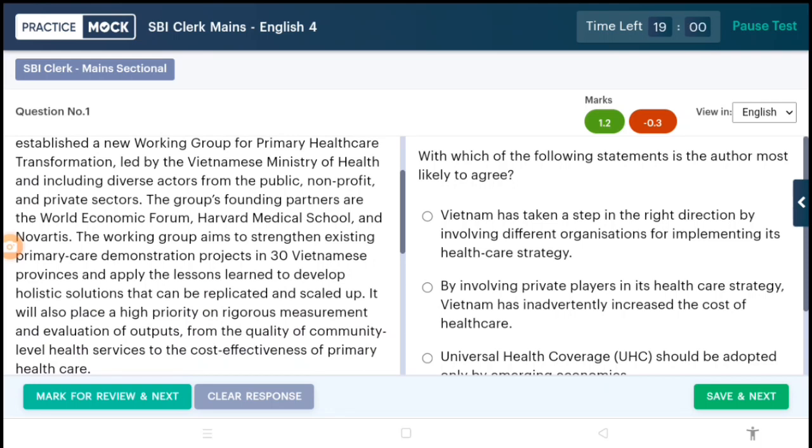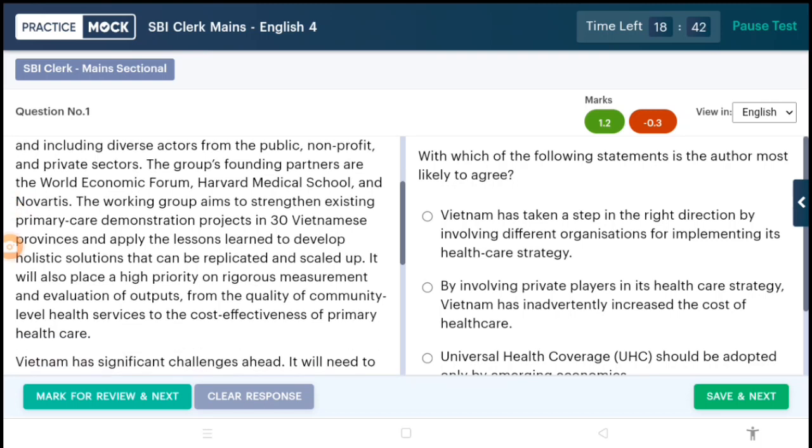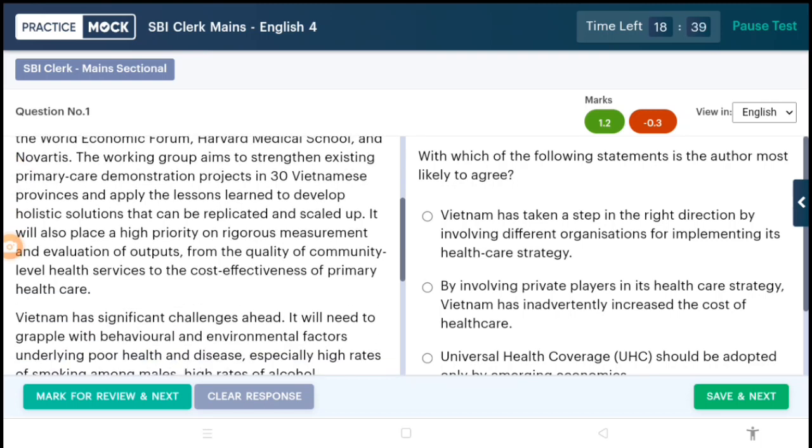The working group aims to strengthen existing primary care demonstration projects in 30 Vietnamese provinces and apply the lessons learned to develop holistic solutions that can be replicated and scaled up. It will also place a high priority on rigorous measurement and evaluation of outputs from the quality of community level health services to the cost effectiveness of primary health care.